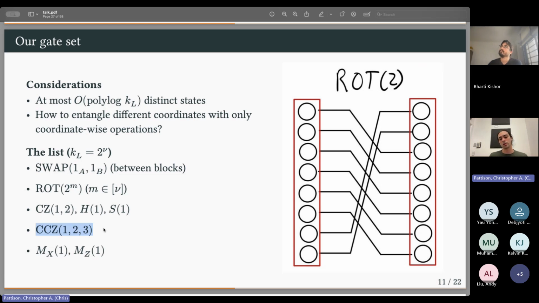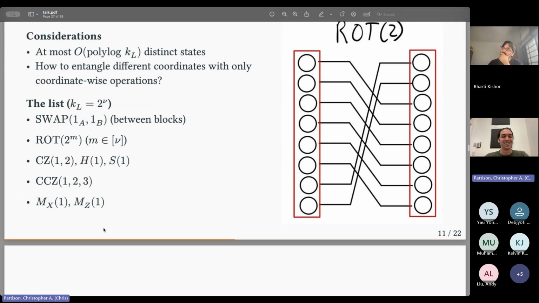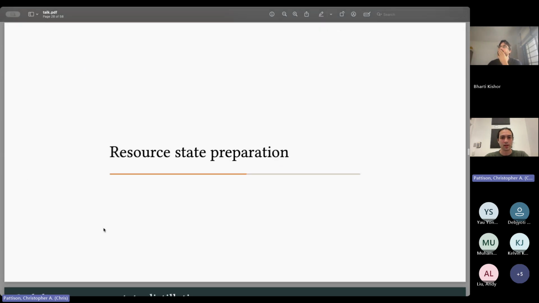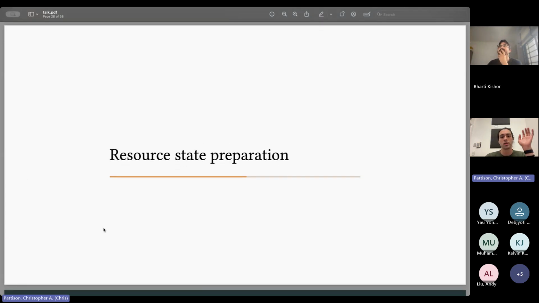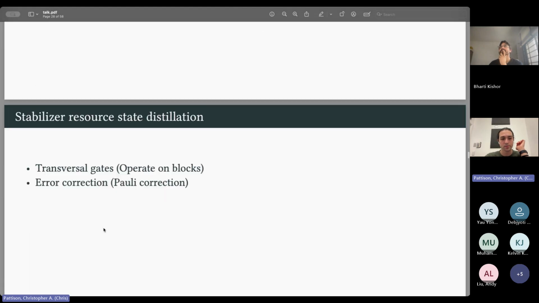We're going to use the transversal gates to prepare and consume the resource states, and there's going to be a resource state for every logical operation. So you can already see that this is probably not optimal in terms of constants, but it's probably asymptotically pretty close to optimal, up to polylogarithmic factors. Okay, so now I have to tell you how I'm going to get these resource states.